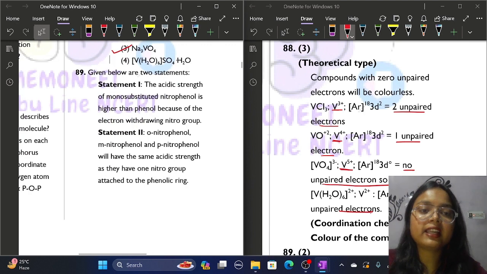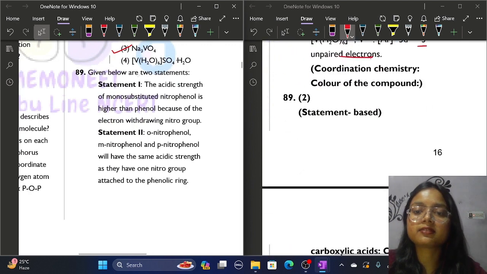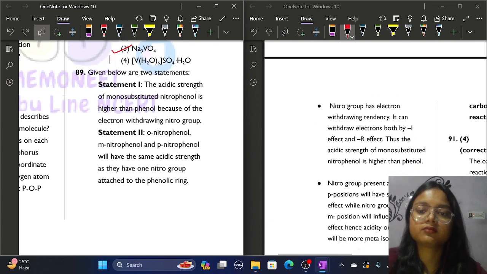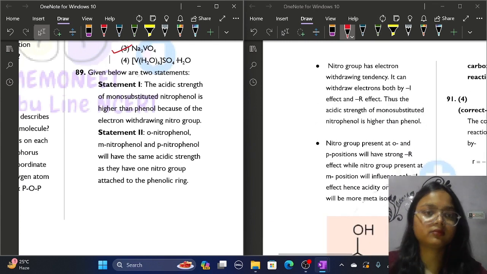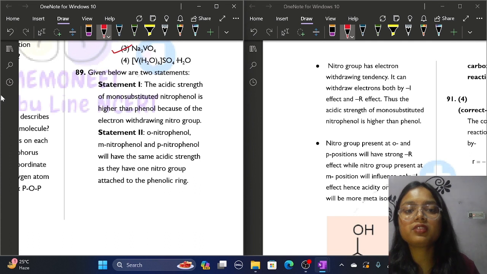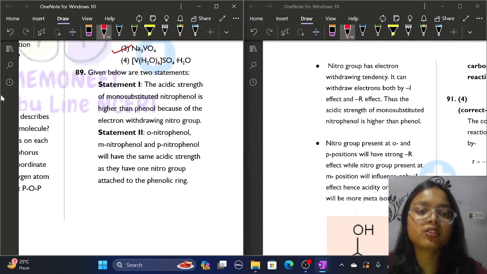Question number 89. Given below are two statements. Statement 1: The acidic strength of mono-substituted nitrophenol is higher than phenol because of the electron withdrawing nitro group. Statement 2: Orthonitrophenol, metanitrophenol and paranitrophenol will have the same acidic strength as they have one nitro group attached to the phenol ring.